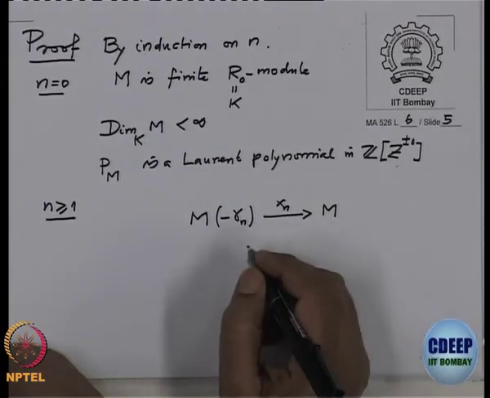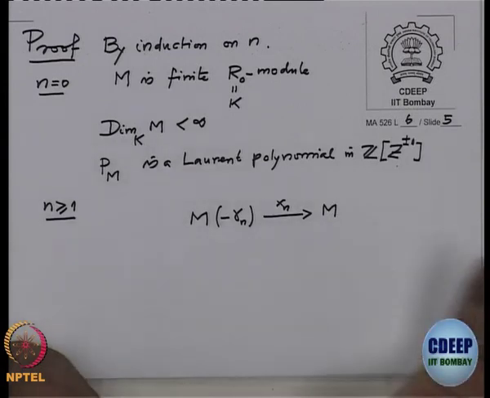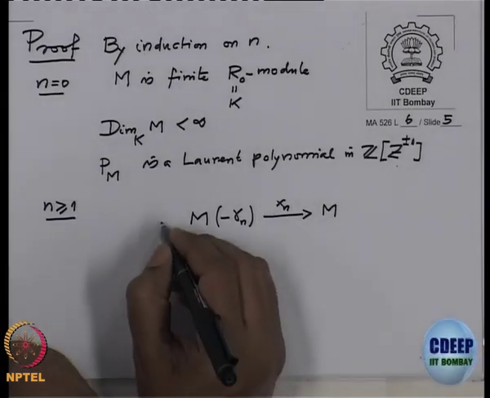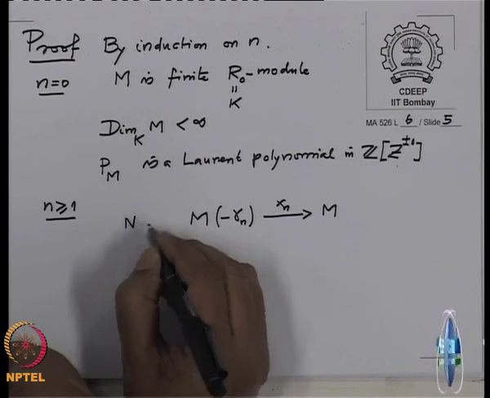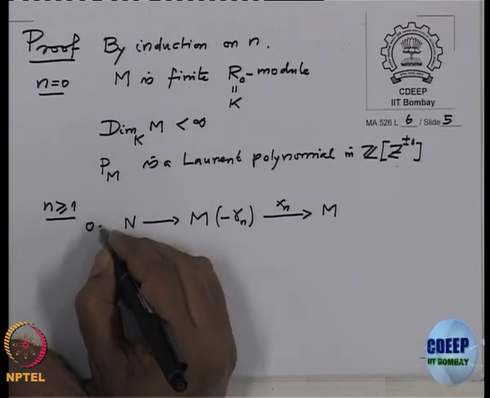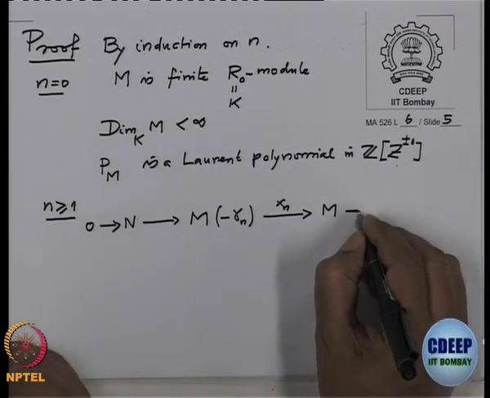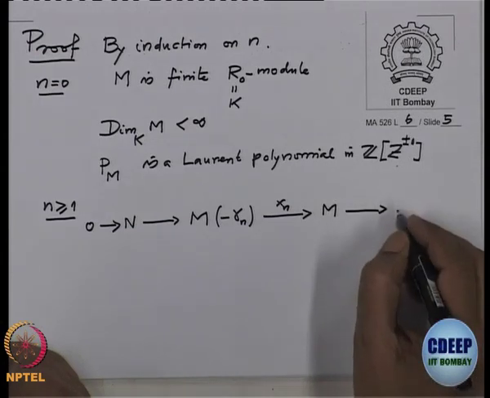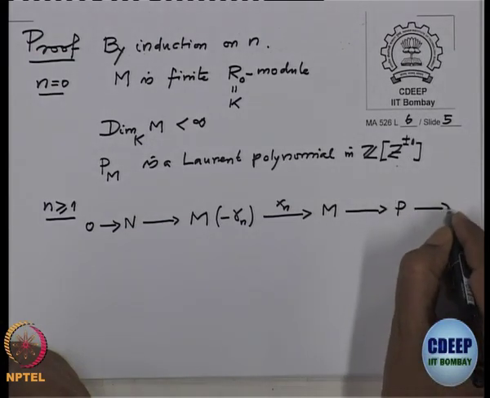So this multiplication map has a kernel and cokernel. So look at the kernel, let us call N to be the kernel, and P to be the cokernel. So we will get an exact sequence like that.